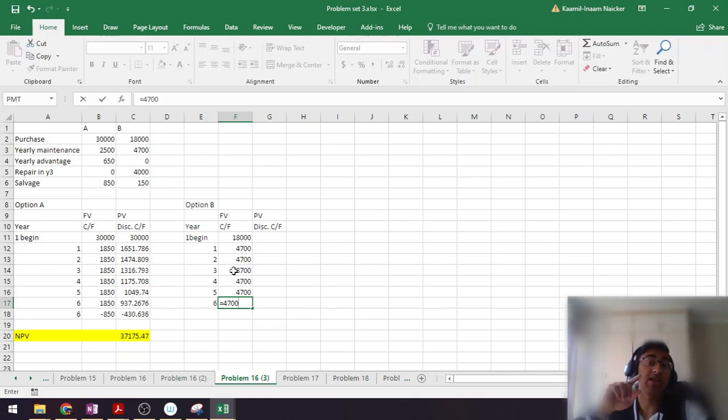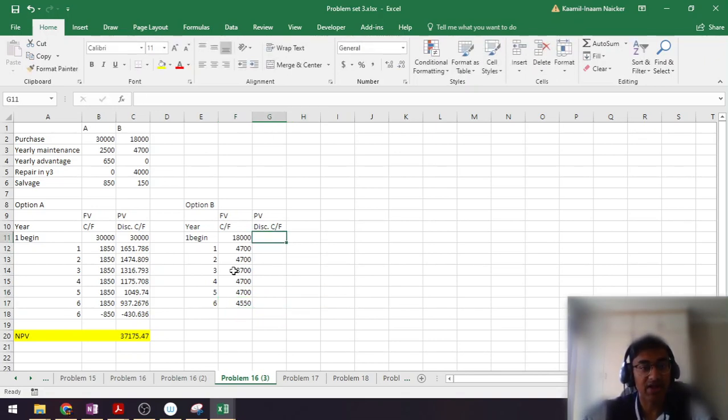But I'm also able to salvage the equipment. I can strip the equipment of its pieces, sell those pieces, or sell the equipment as is to another supplier, and I will get money into my account. So money going out was positive, so money coming into my account is negative. So 4,700 minus 150. Okay.